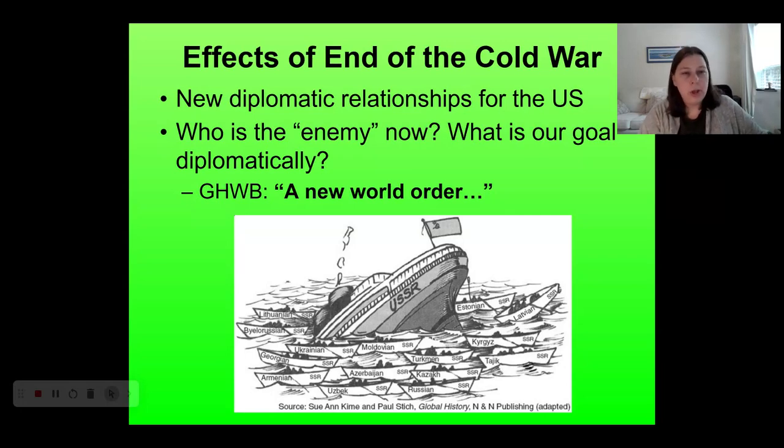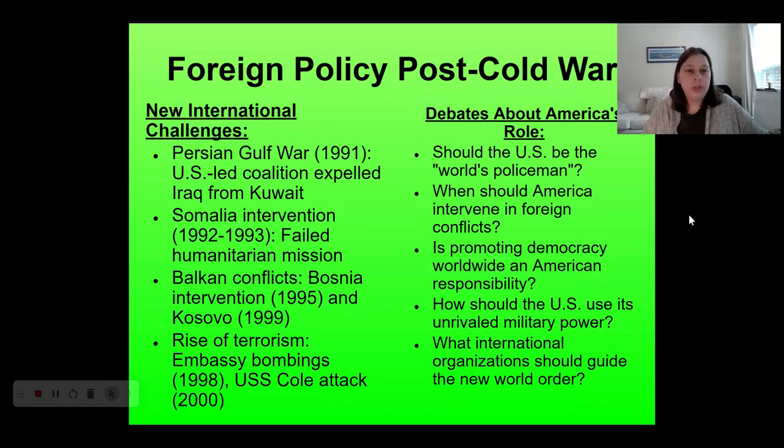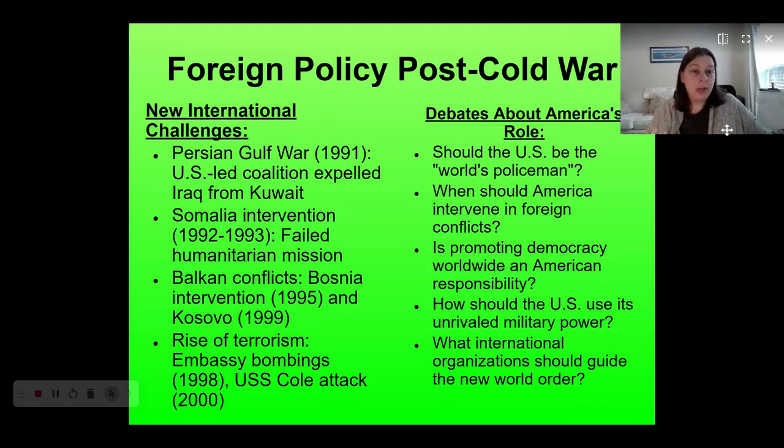in the 1990s where we have to figure out what the guiding principle of our foreign policy is. What are we doing with our foreign policy? George H.W. Bush, who's president at the time, refers to this as a new world order. And in the 1990s, you're going to see the United States debating and trying to figure out what is our role in the world? We're the only remaining superpower at this point since the other superpower, the Soviet Union, has been dissolved. What do we do with that?